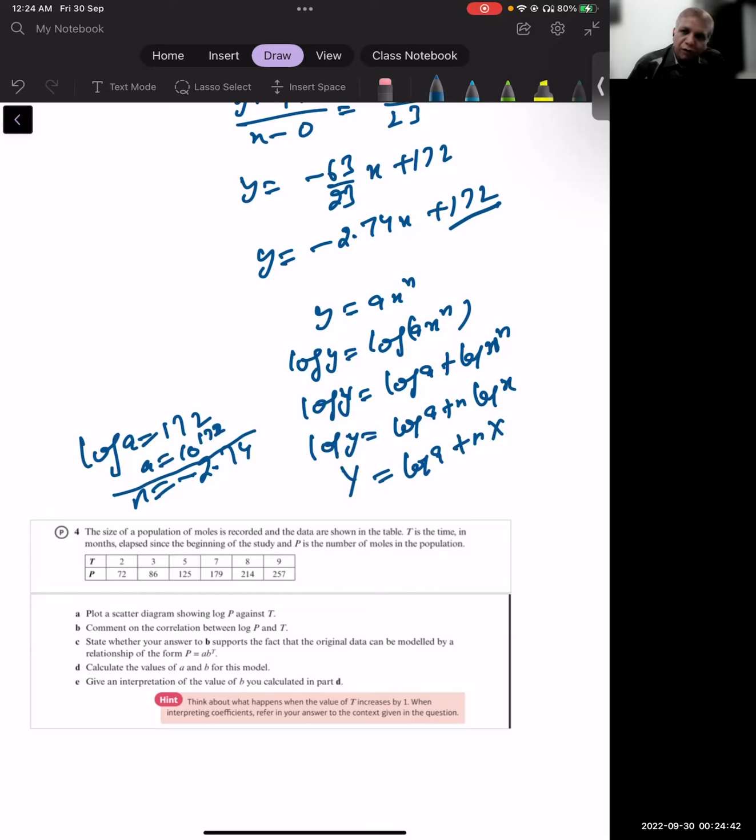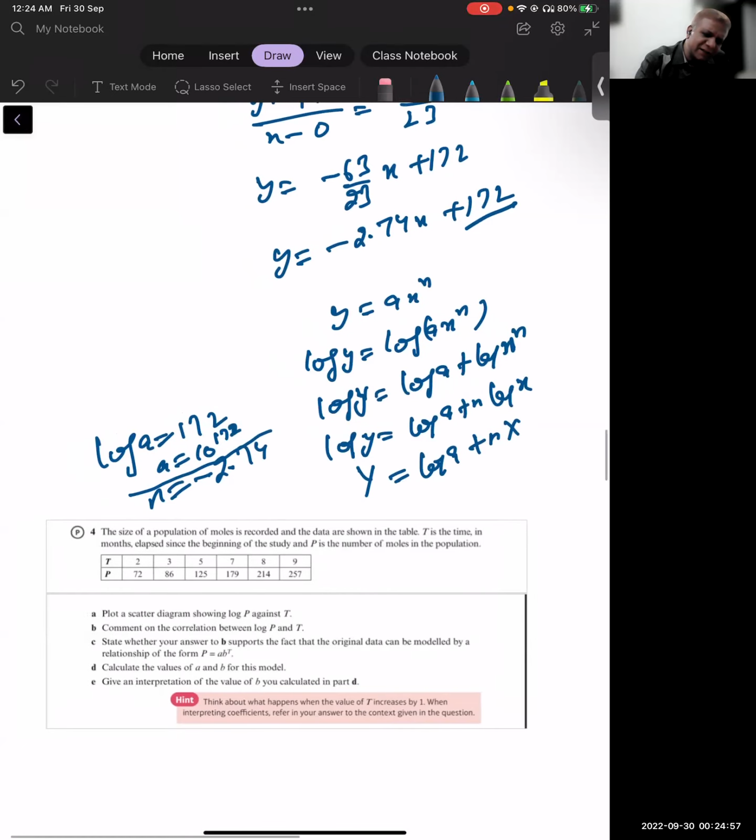For 2, it is 72. For 3, it is 76. For 5, it is 125. For 7, it is high. It is rising. Clearly, it is rising. So I think the graph will be like this. It will be positive correlation. And the line of best fit will be the right answer. There will be a straight line. So we can put a regression line in the form of like this, right?